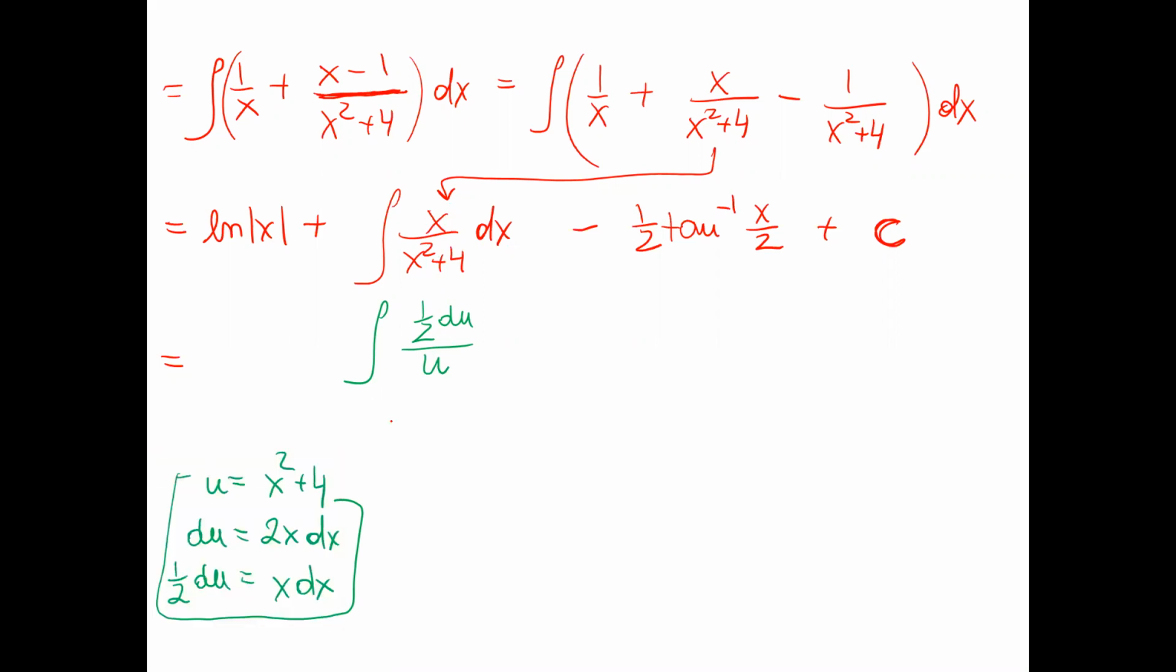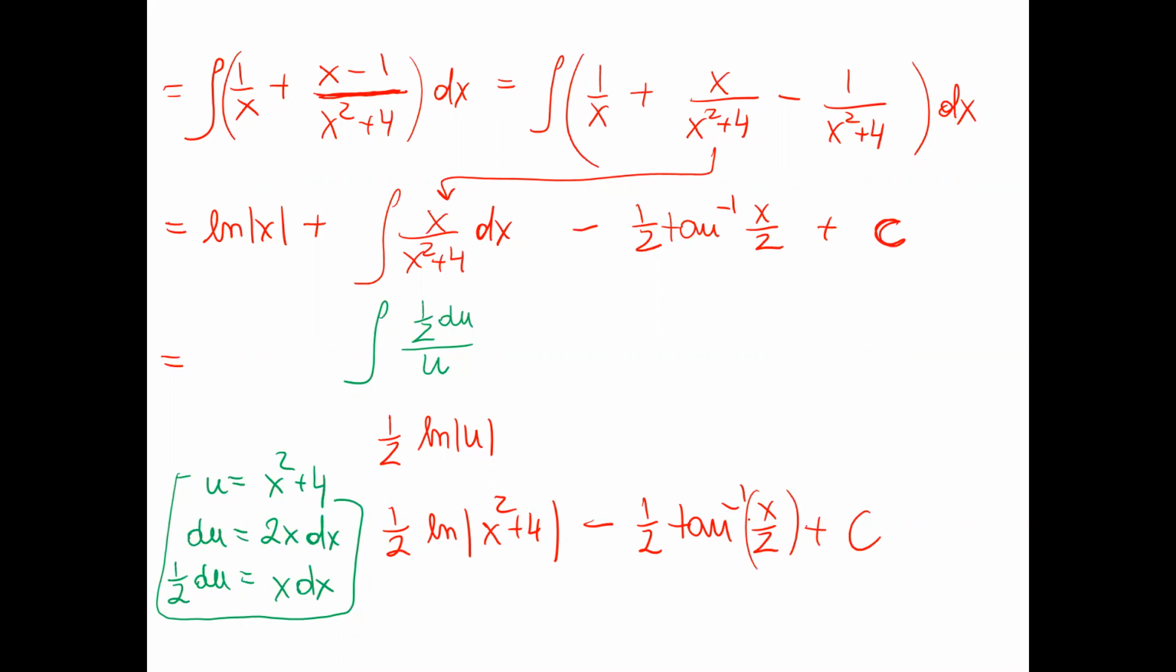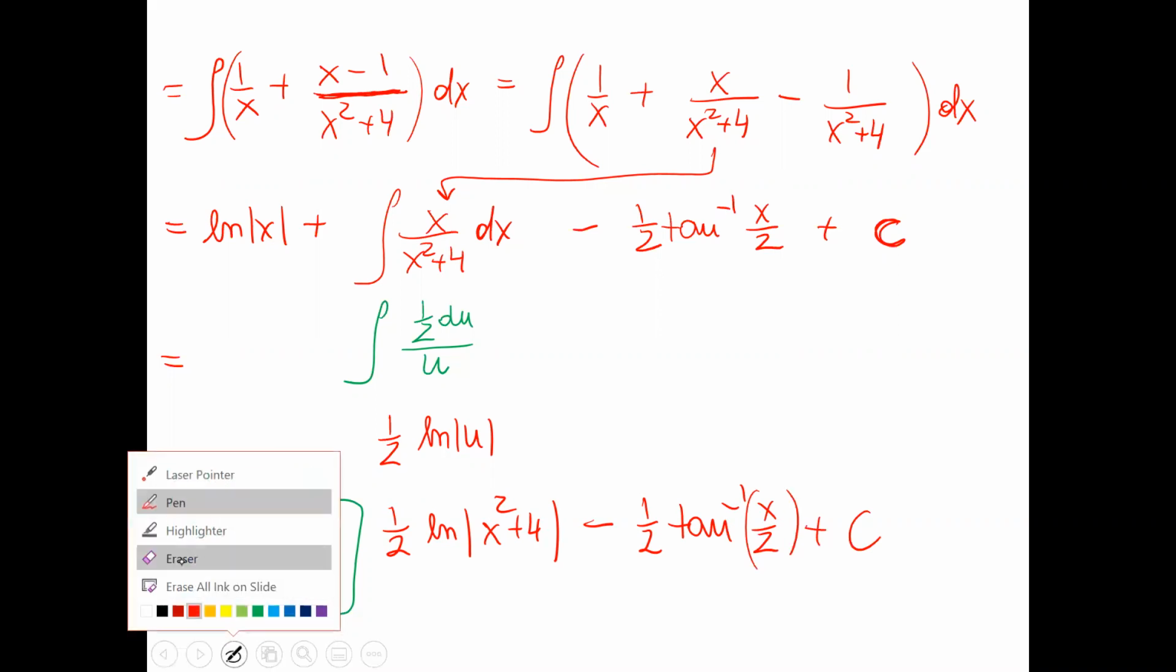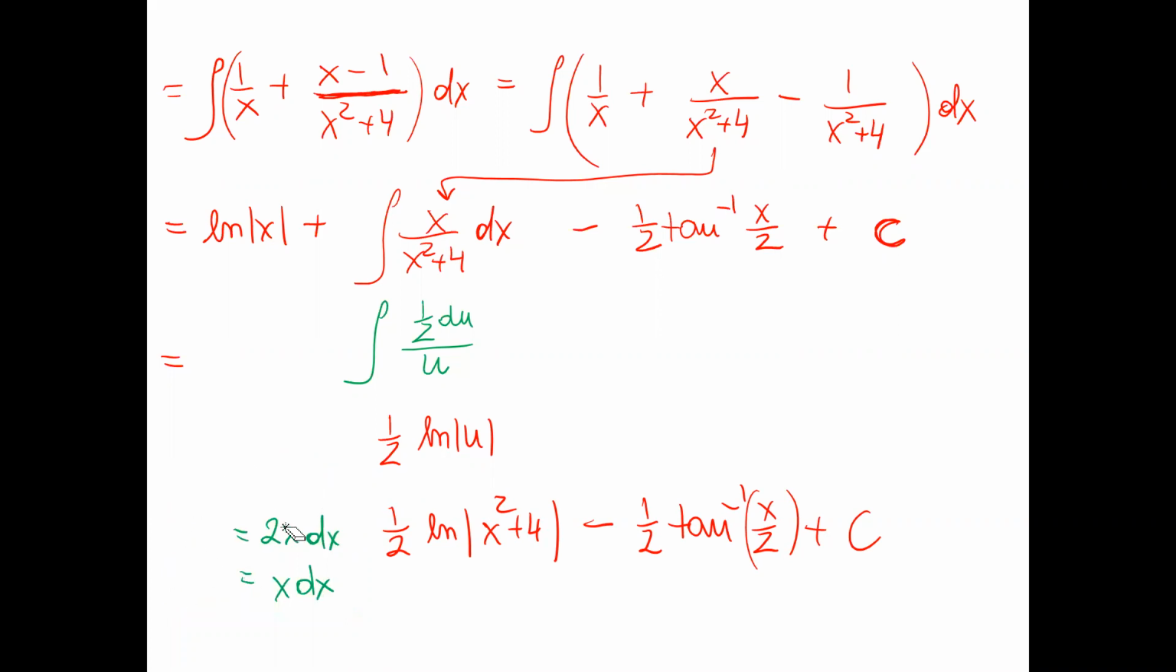Now it's easy to integrate because this will be just 1/2 times the integral of 1 over u, which is just ln of u. But we have to substitute back: instead of u, we will put x squared plus 4. Okay, and I can copy that integral. Actually, I need my first term. It will take just a few seconds. That means this will be natural log of x, and that is the final answer.